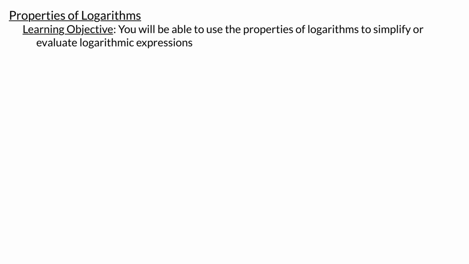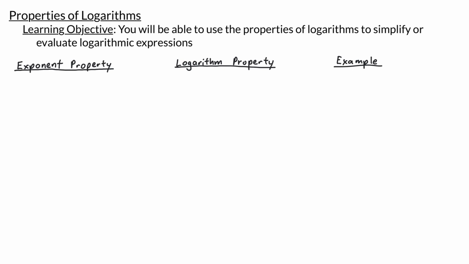These properties are counterparts to exponential properties, so we'll first mention the exponent property, then we'll see what the corresponding log property is, and then we'll look at an example. Our first exponent property is a to the power of m times a to the power of n. We know we can combine this expression together to get a to the power of m plus n. So if we multiply a to some power times a to another power, then in the end, we'll have a to the power of the sum of the two powers.